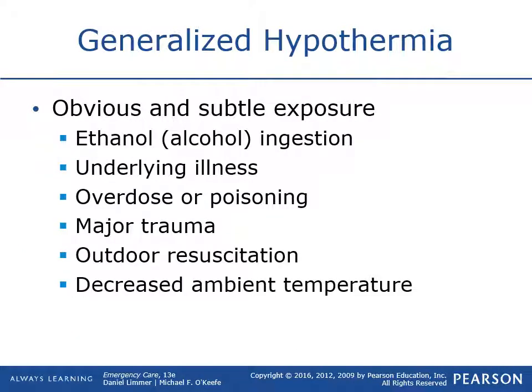Obviously, exposure can also be due to being drunk. There are other underlying illnesses such as anemia or other chronic ailments. Overdose and poisonings leave you unable to control your respirations and maintain your own heat balance. Trauma means losing blood, the warming fluids of the body. And there's also just being in cold air overall.